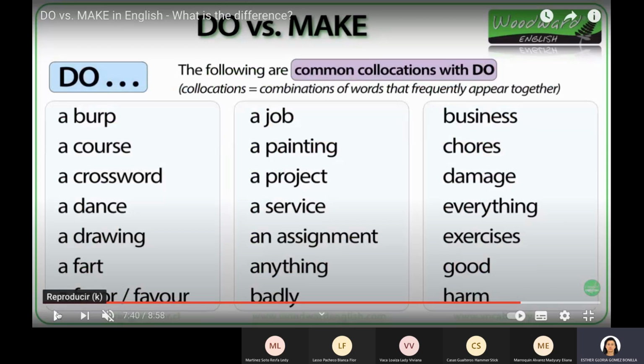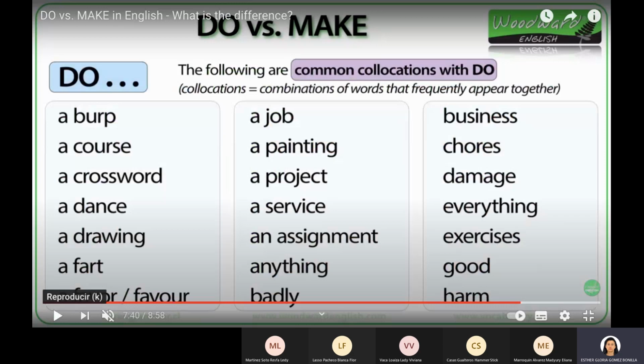And now I am going to give you examples of common collocations with do. For example, do a course, do a crossword. Ahí se requiere de un esfuerzo no físico, sino más mental. Cuando estamos hablando de un esfuerzo mental, ahí utilizamos el do. Do a course, do a crossword, do a dance, do a drawing, do a favor, do a job, do a painting, do a project, do a service, do an assignment, do anything, do badly, do business, or do chores, do damage, do everything, do exercises.